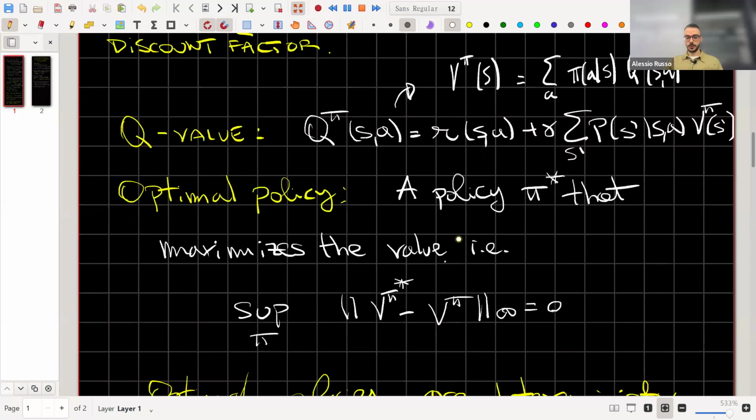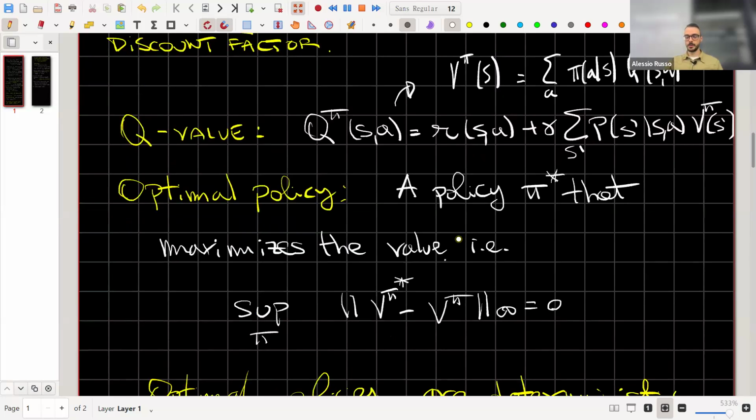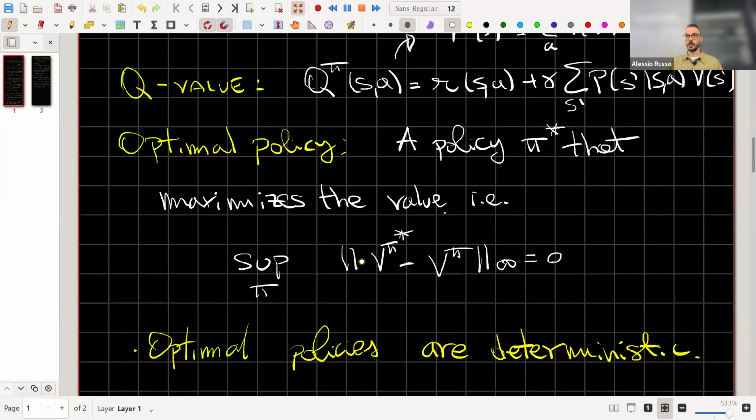Then we can also define what is the best policy. As I said before, it's the policy that maximizes the value. It needs to maximize the value in every state, and we can write it in this way. So a policy pi star is optimal if it satisfies this equality here.